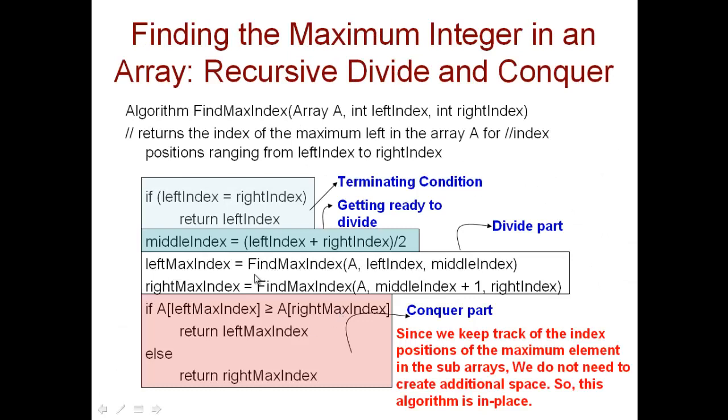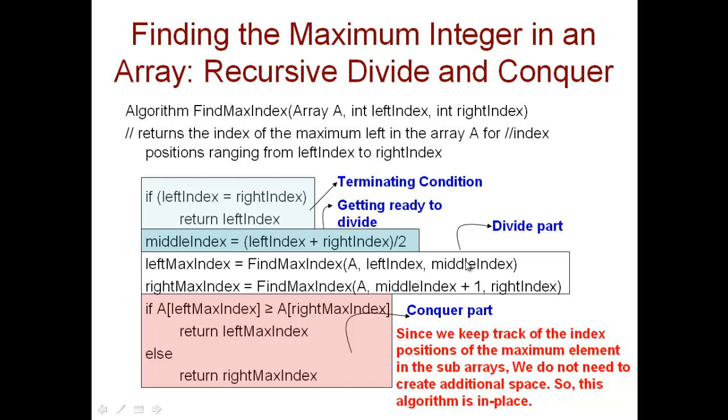So I'm going to call findMaxIndex recursively by passing the array, the same array pointer. So you're still working on the input array, you're not creating any separate copies of it. Just passing the pointer so that you can access it from any recursive function. So you pass only the index, the left index to the middle index.